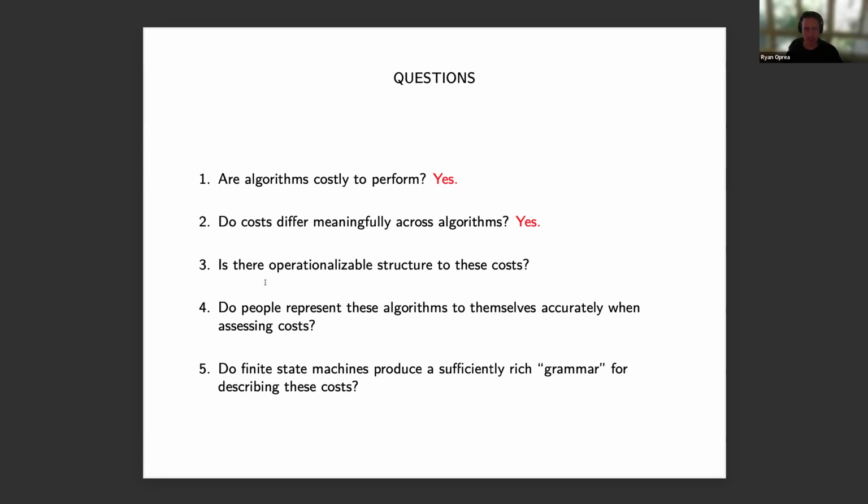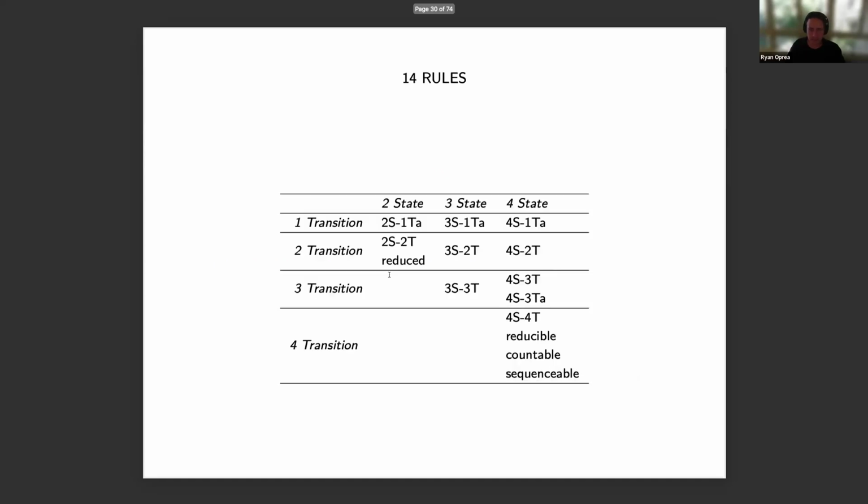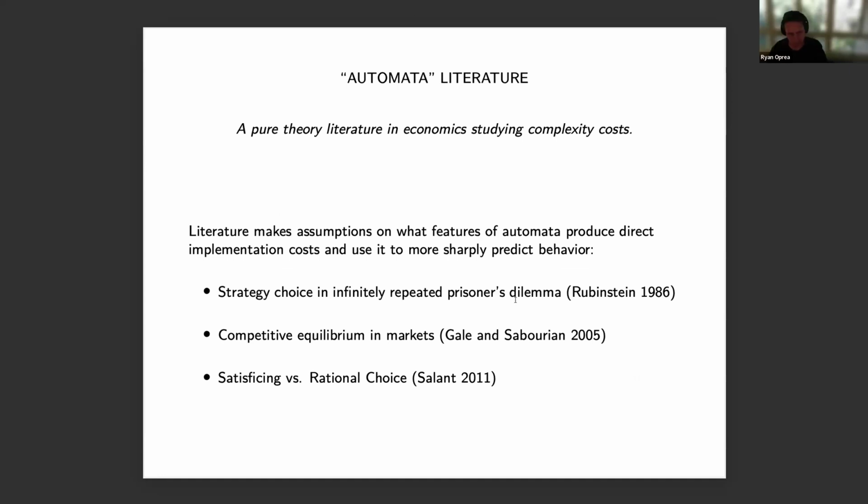Okay, and then we get to the big question: is there some operationalizable structure to these costs? Okay, so we designed these 14 rules with an old literature in economics in mind. I'll call this the automata literature. This is a literature in economic theory that started in the theory of repeated games. This is not at all an empirical literature. It's a purely theoretical literature. And what this literature does is it models repeated game strategies as finite state machines, and it makes some assumptions on what mathematical characteristics of those machines produce direct implementation costs.